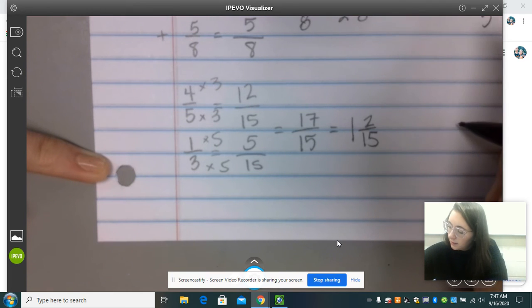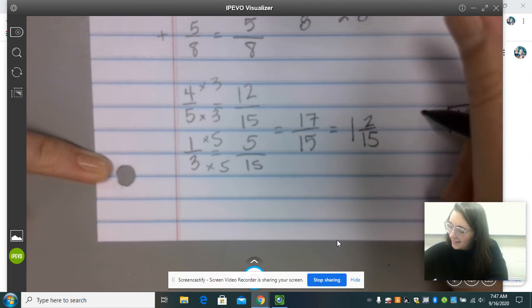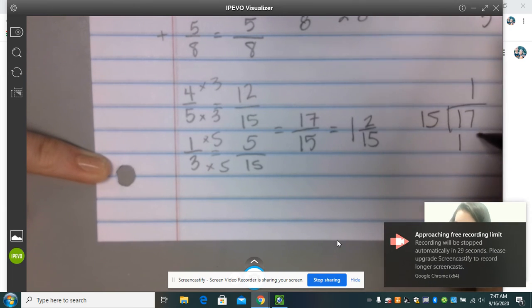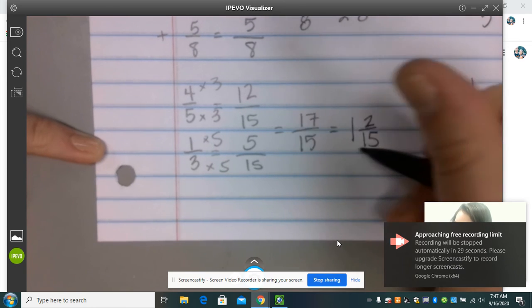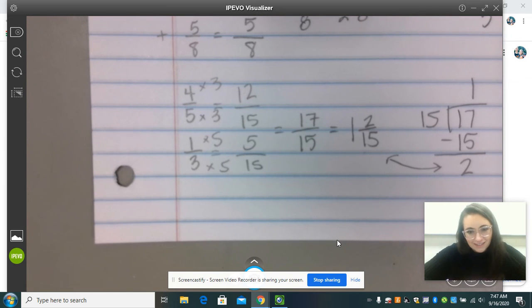And I will do the long division since I do have a few seconds, okay? So 15 is going to go into 17 one time. 1 times 15. Okay, I do have 2 left over, and that's where this came from. Okay, so that is your adding fractions example.